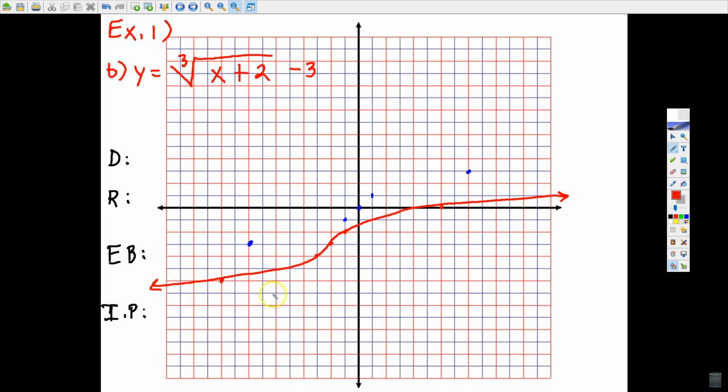And there's our graph. The domain, I'll use inequality notation this time. All x such that x is between, oop, that's going back to interval notation. X is between negative and positive infinity. The range will be the same, just using y.